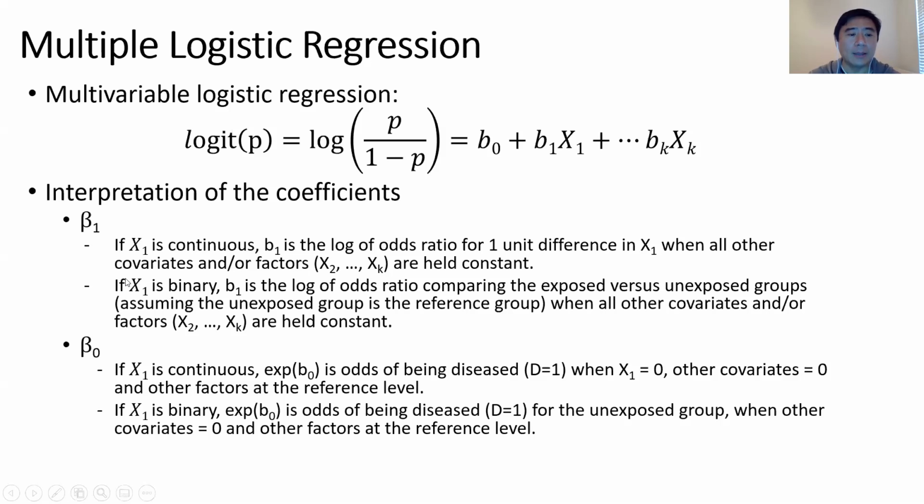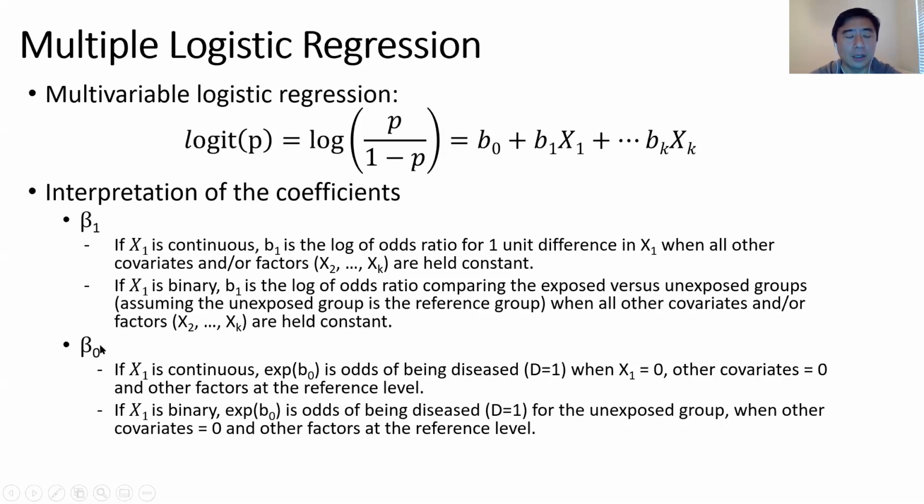And if x1 is a binary variable, that's to say x1 is exposure versus non-exposure, then the B1 is the log of odds ratio comparing the exposed versus unexposed groups, assuming the unexposed group is the reference group, when all other covariates or factors from x2 to xk are held constant. So this is a similar way of holding the other covariates from x2 to xk constant, and this beta 1 or B1 is the estimate that we call the adjusted log of odds ratio. The exponential of B1 is the adjusted odds ratio when you hold all the other adjusted variables constant.